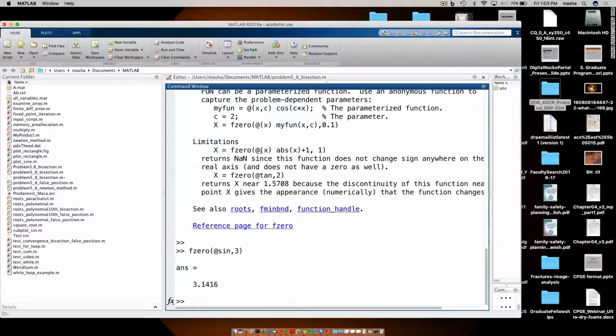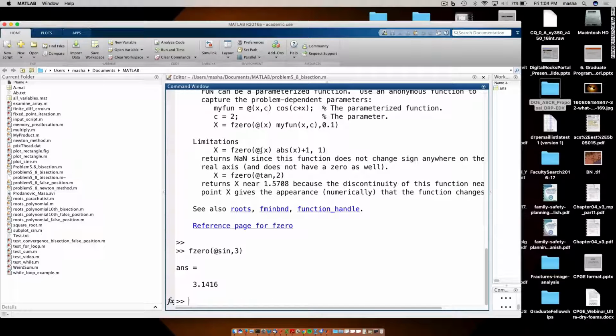Yes? What does the at sign do? So what it means is a pointer to the function. Don't take it as the word sin or the name of a variable, take it as a function. So it's essentially telling MATLAB to look for the .m file, sine.m, somewhere in there. And this is 3.